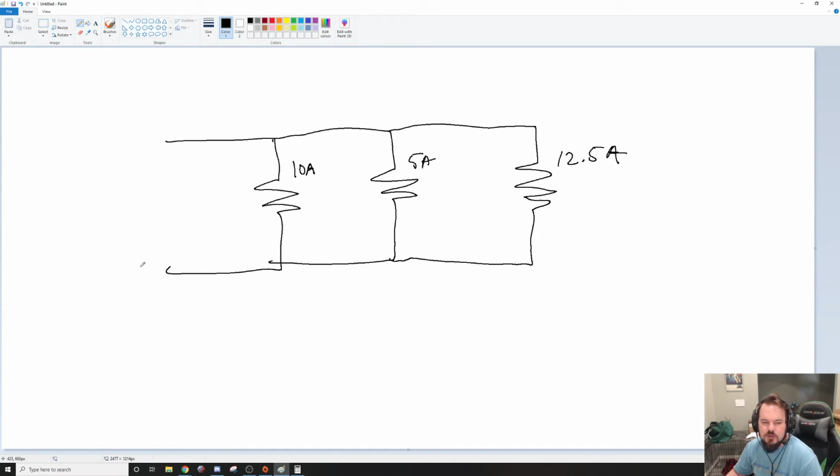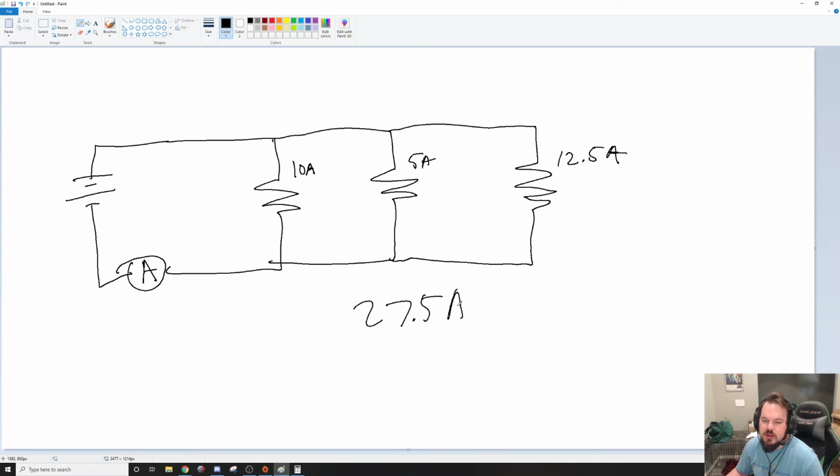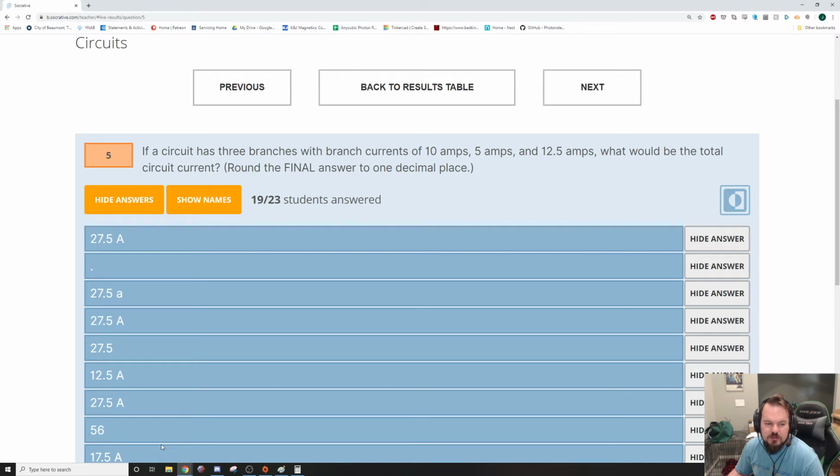They want to know if we put an ammeter right here, what's it going to read? Well, amperage in parallel adds up, so this is going to be 27.5 amps. So 10 and 5 is 15, 15 and 12.5 is 27.5.